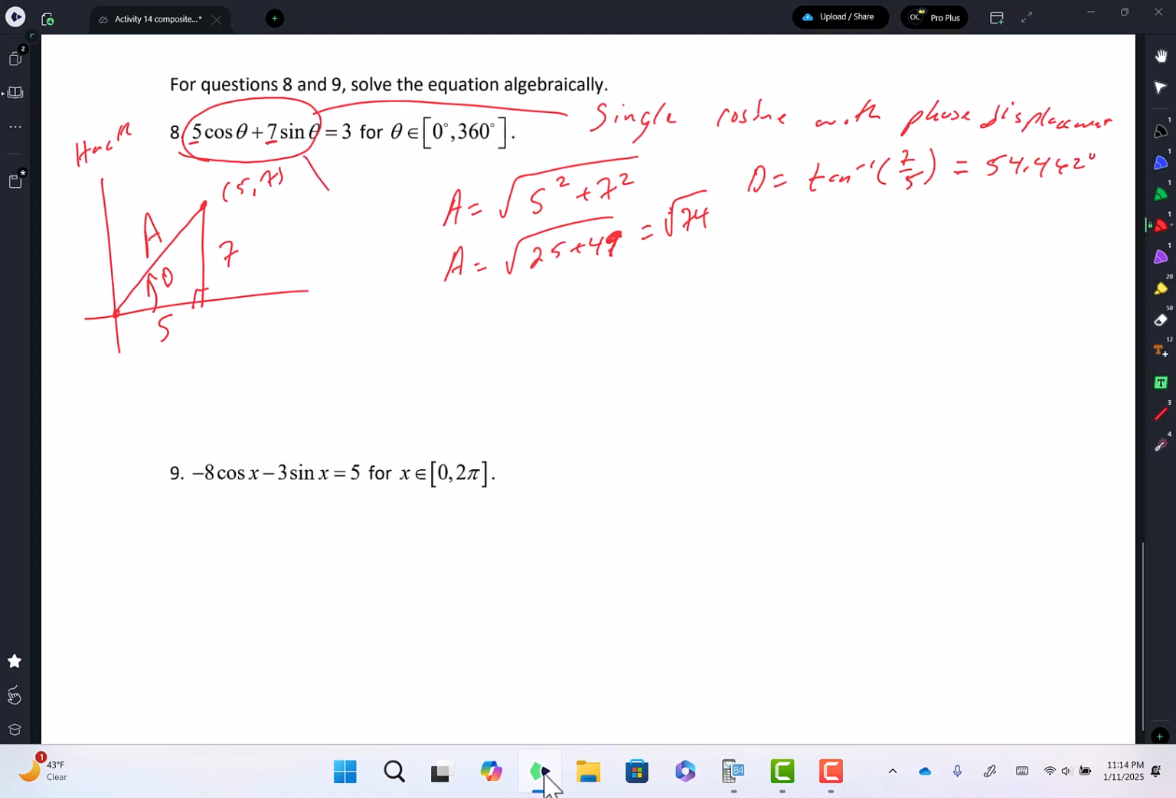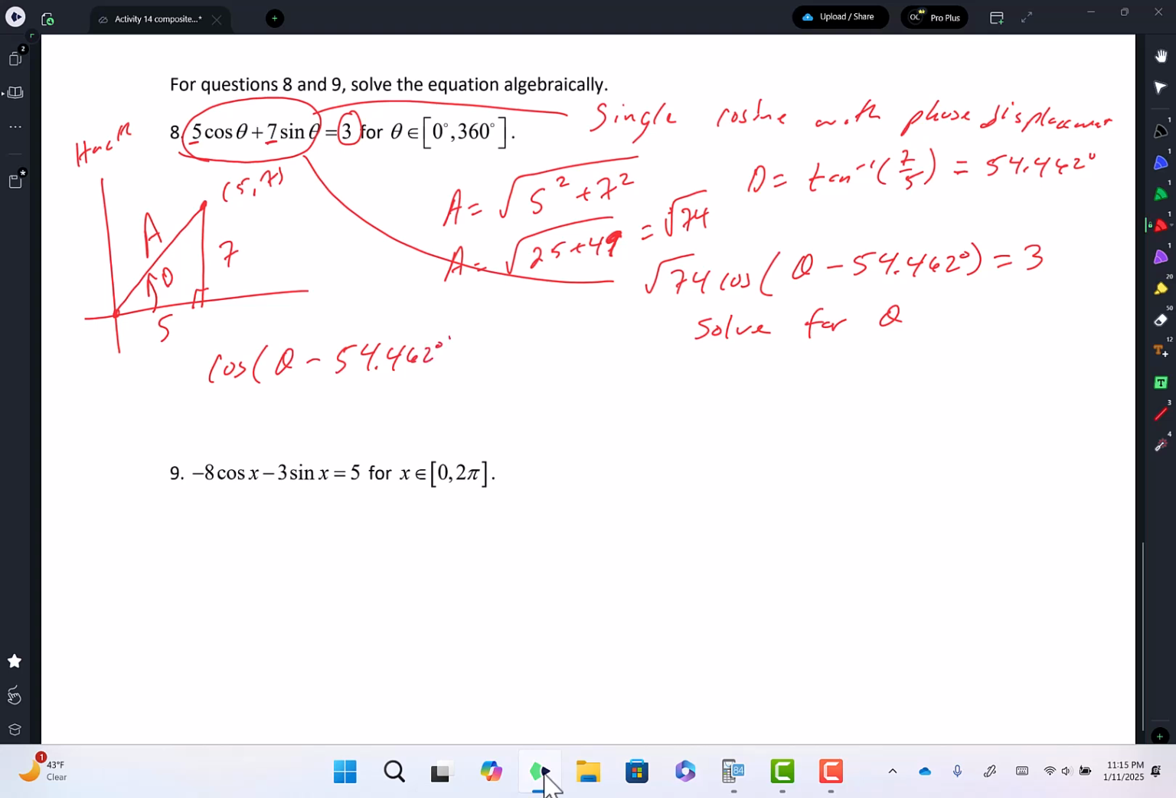So this is equivalent to square root of 74 cosine, parenthesis, theta minus 54.462 degrees. Close it. And I'm still equal to 3. So now what you're going to do is solve for theta. And we've done this the first semester. This is all we did in the first semester. Not just this, but we did a lot of this. So divide by square root of 74, divide by square root of 74. So then you have cosine, parenthesis, theta minus 54.462 degrees equals 3 over square root of 74.